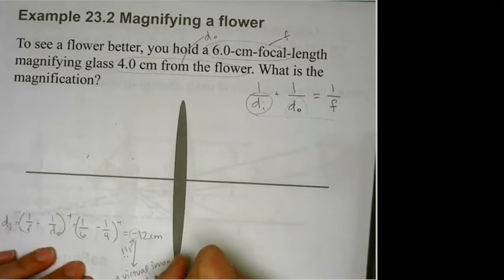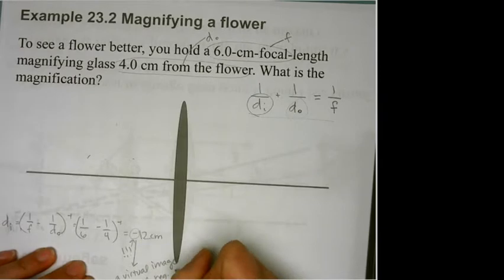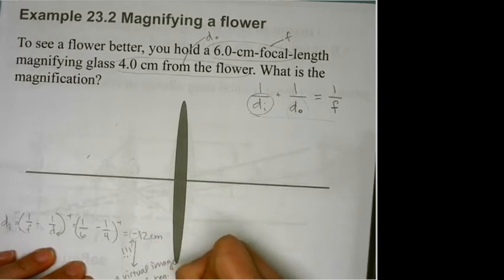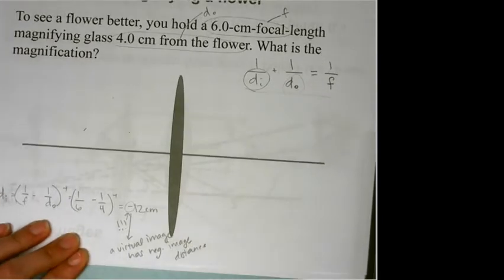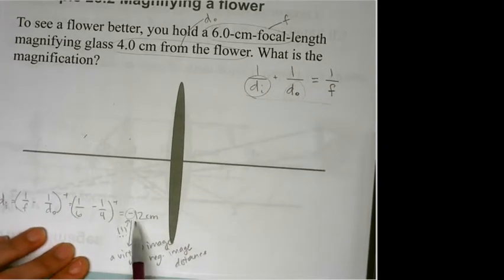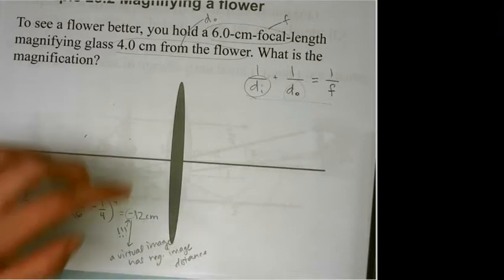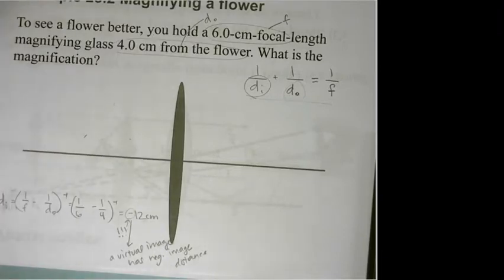Has a negative image distance. Okay, so that means on my regular old, the problem with all these pieces of paper is that they get lost.